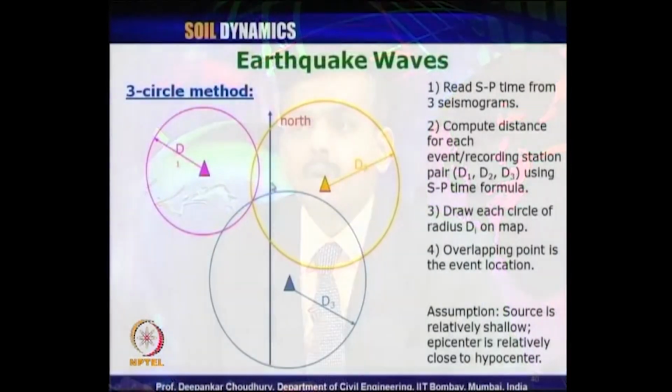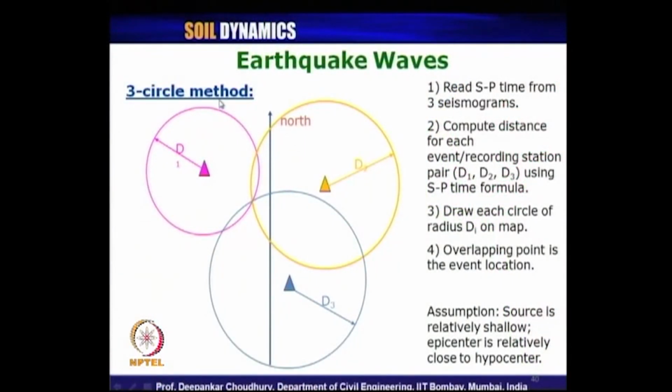So, this three circle method is mentioned here. You can imagine if we use a larger number of circles here, obviously we will get a much more precise result, because suppose some recording station is having some difficulty during the recording process, or some manual error, or some damage to the instruments, or something else has happened.